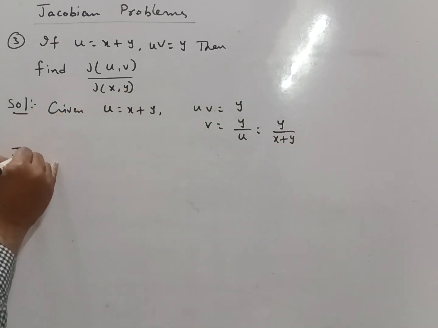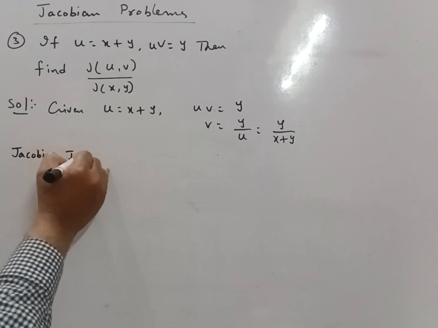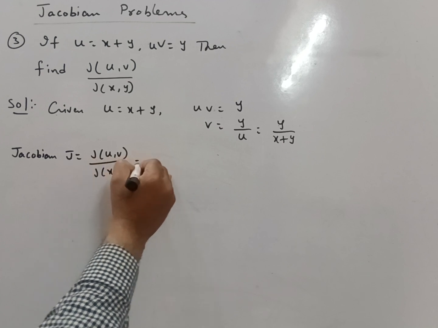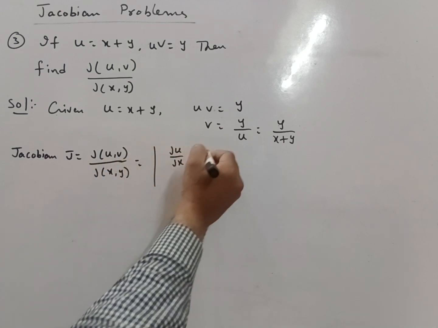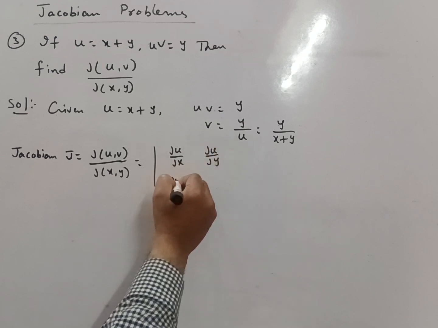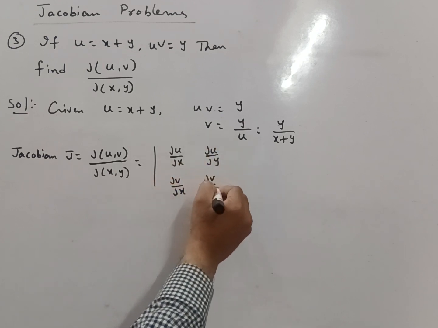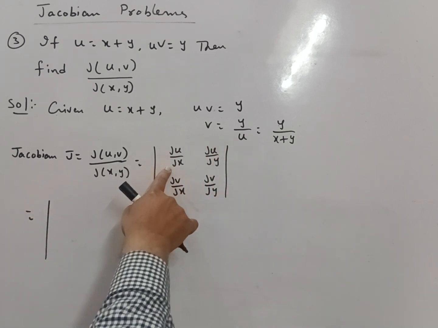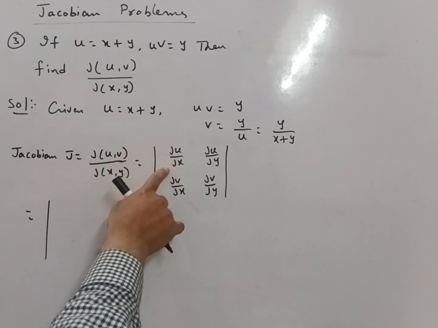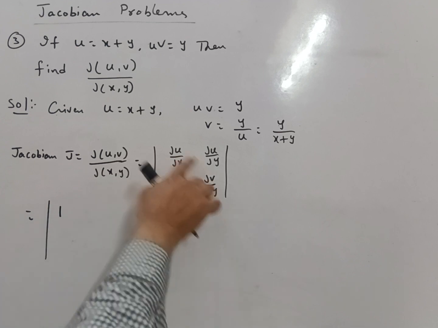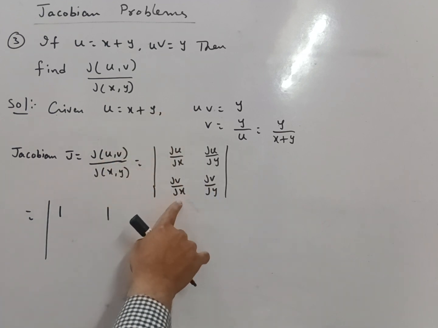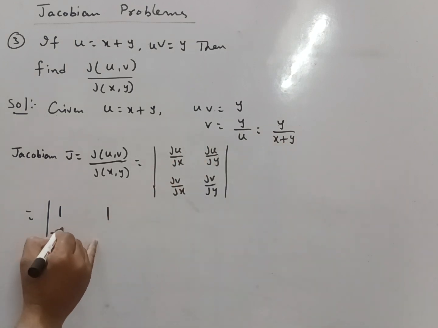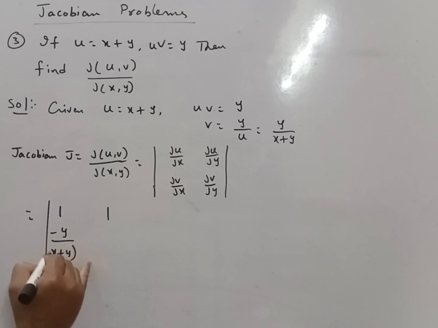So therefore, Jacobian J is equal to dou of u comma v by dou of x comma y is equal, what is the formula? Dou u by dou x, dou u by dou y, dou v by dou x, dou v by dou y, correct? Now simplify here, mod dou u by dou x. U is x plus y. If I differentiate with respect to x, I get 1. Dou u by dou y is 1. Dou v by dou x, you have to differentiate here, so I'll get minus y by x plus y whole square.